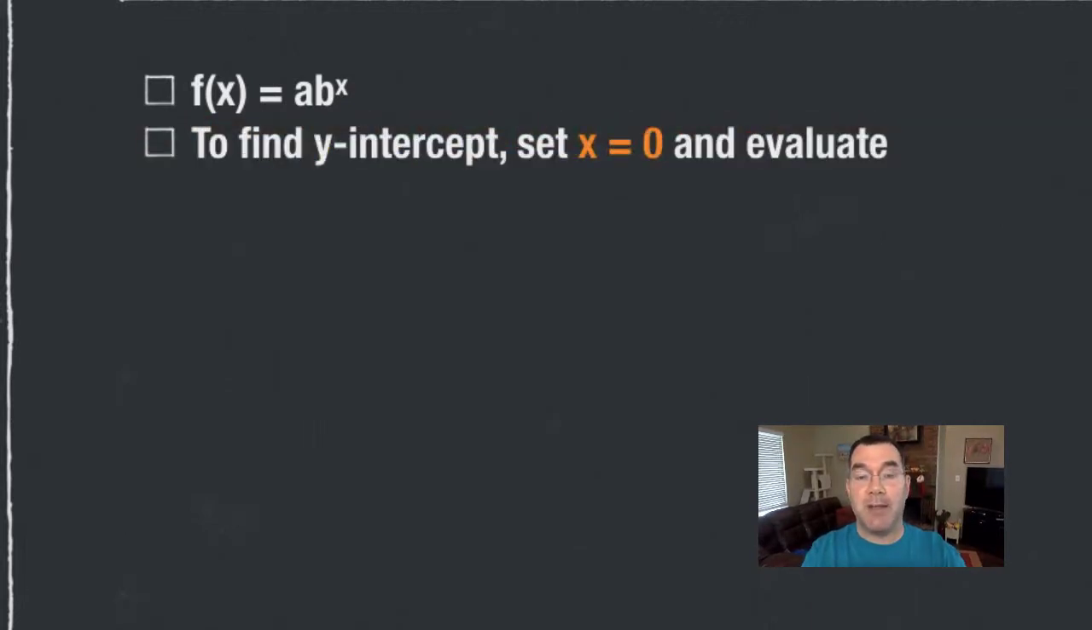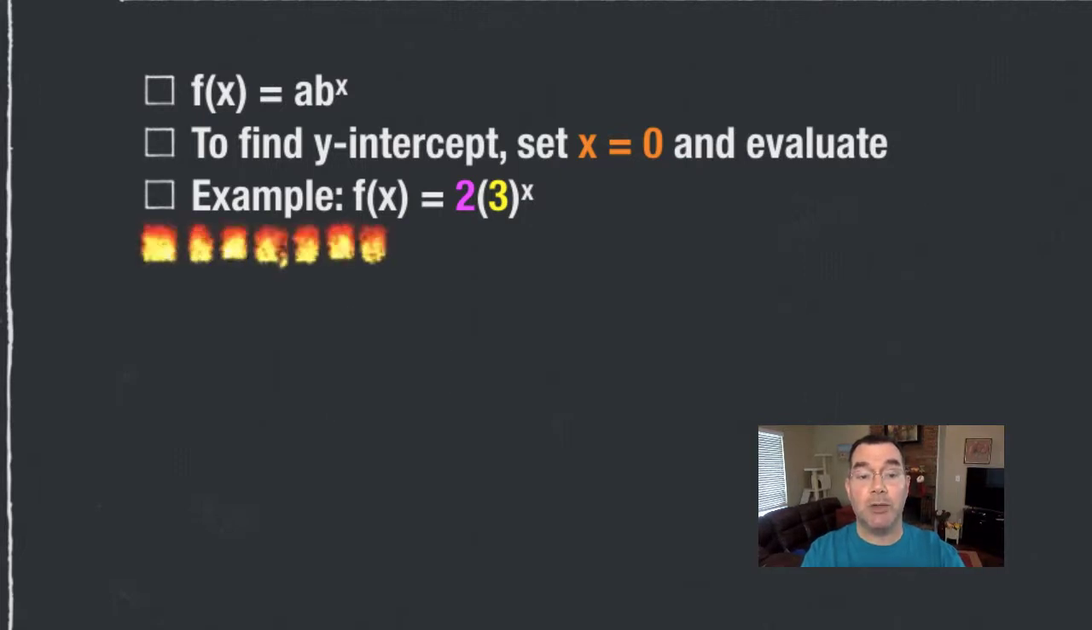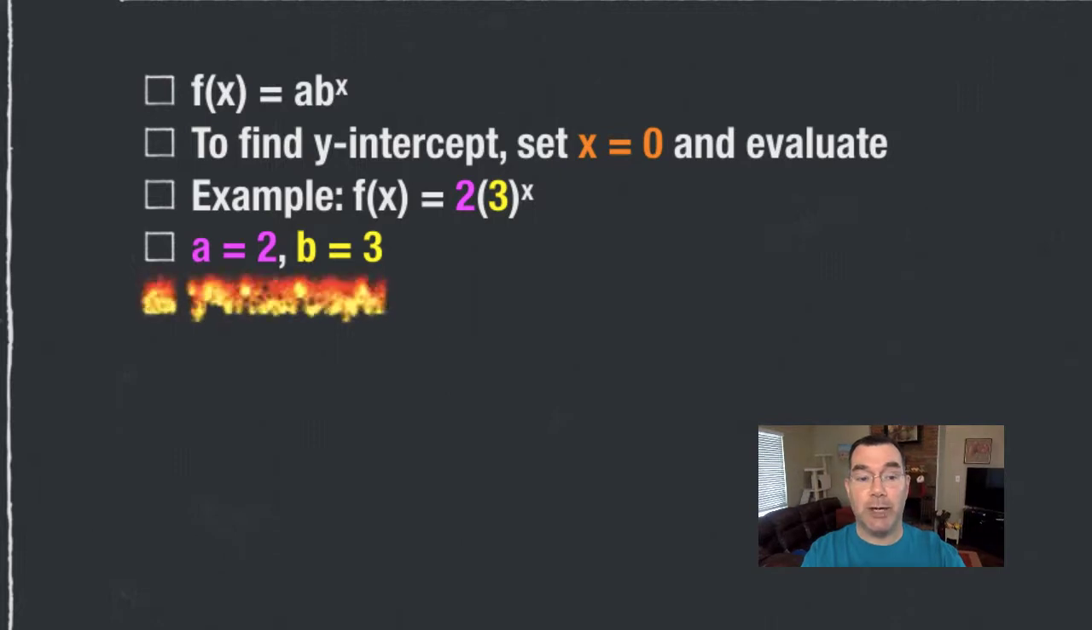So we are going to find the y-intercept of this exponential function, and we're going to do that by setting x equal to 0, just like we always do, and solving for y. All right, so for example, if I have f of x equals 2 times 3 to the x, then what I'm going to do is I'm going to set x equal to 0. I realize that a is equal to 2 and b is equal to 3.